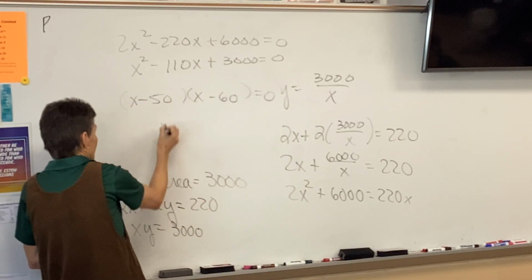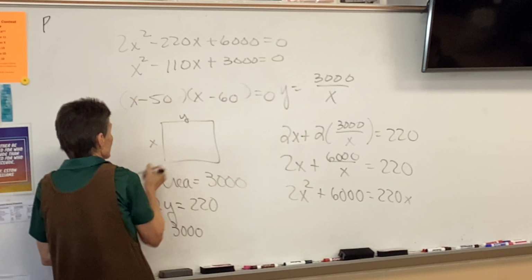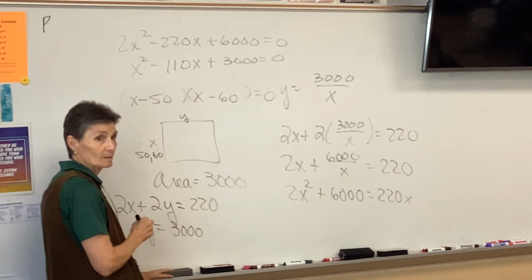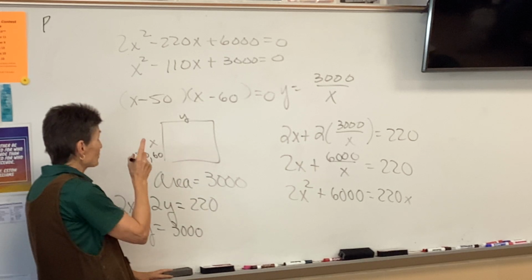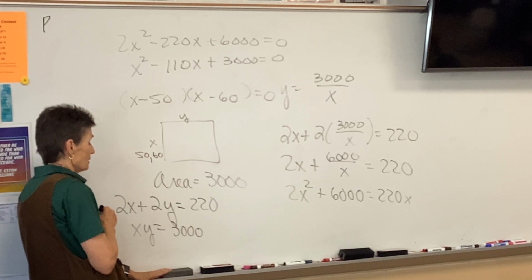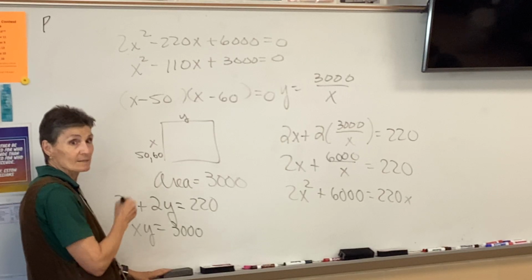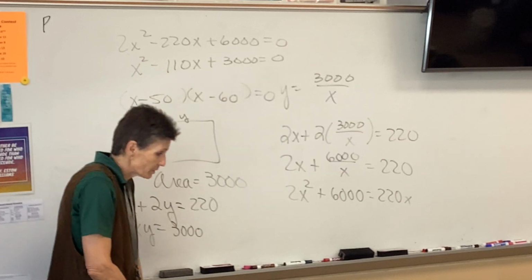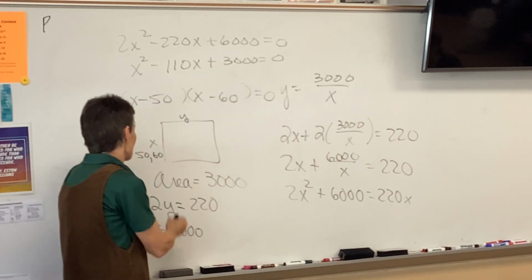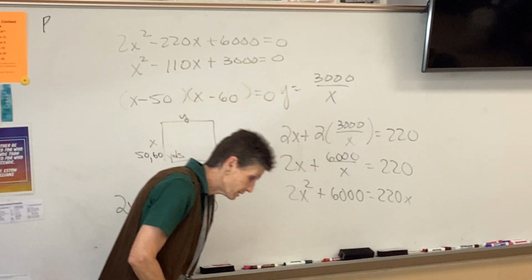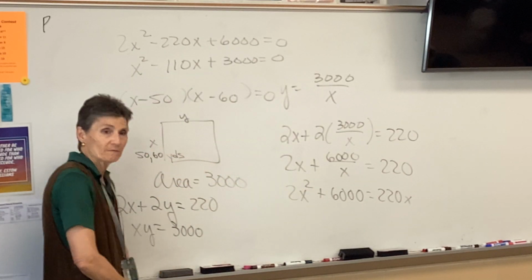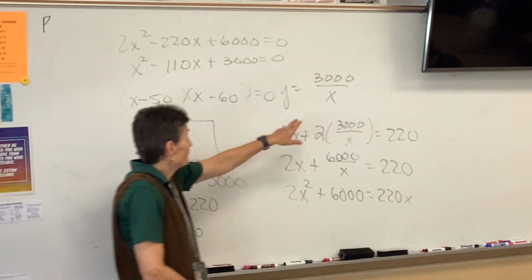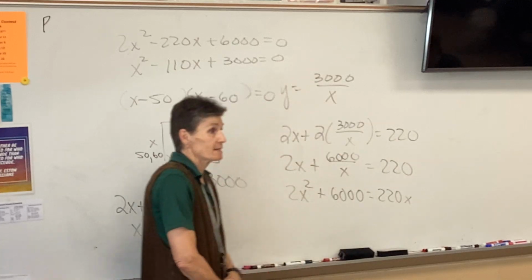So it looks like, I erased my picture, but it looks like my x could be 50 or 60, which means what about y then? y could also be 60 or 50, right? Yeah. Okay, and the unit on that is yards. And I wanted to find the dimensions, so 50 by 60. Because, remember, if x is 50, y would be 60.